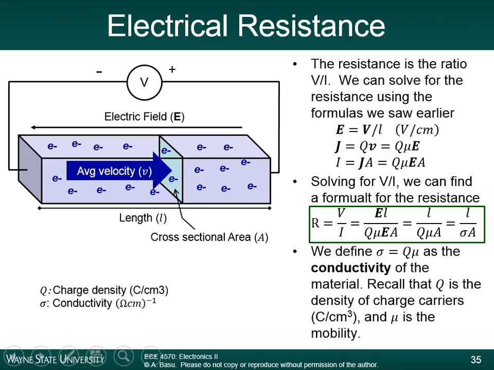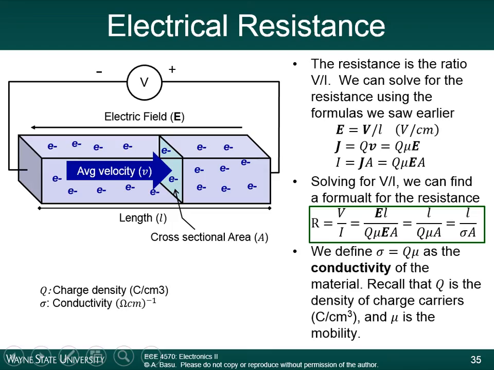Now notice that the electric field appears in both the numerator and the denominator. E up here, and E also appears down here. So these guys cancel out. You're left with L divided by Q times mu times A. Right, so this is a formula for calculating the resistance of a material. Resistance is equal to the length divided by the charge density multiplied by the mobility multiplied by the cross-sectional area.